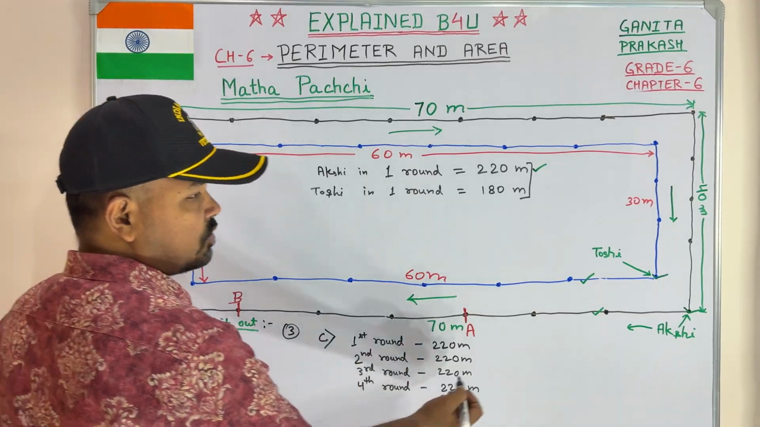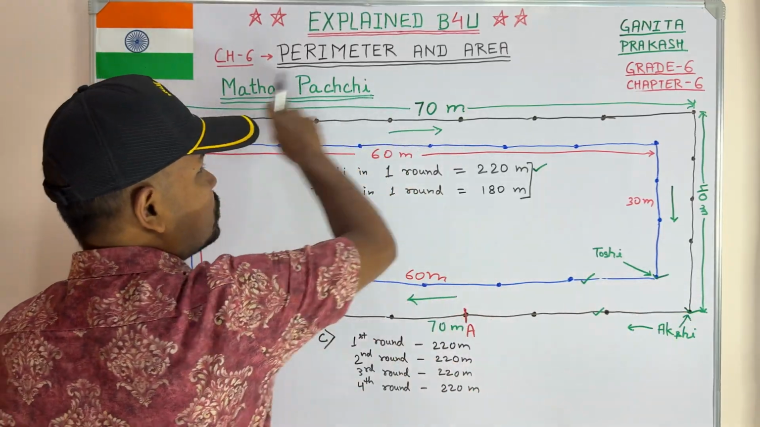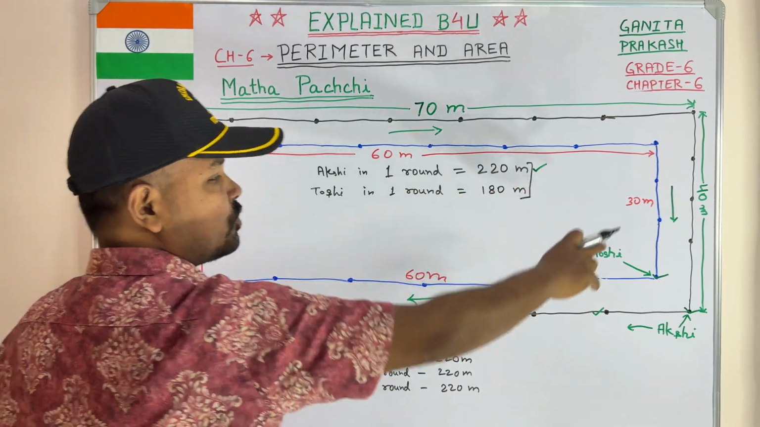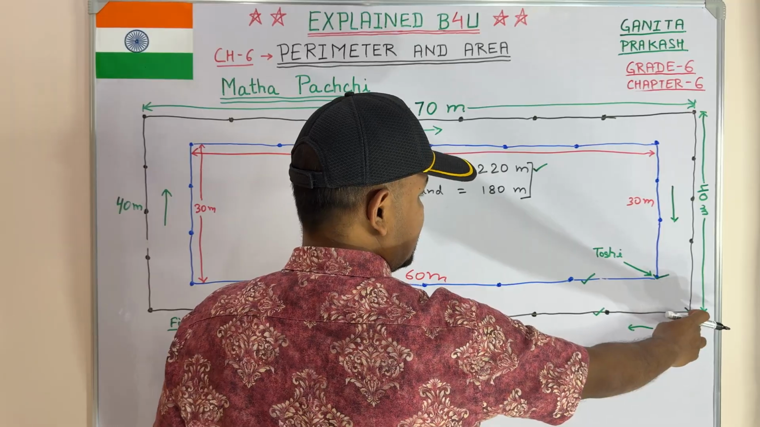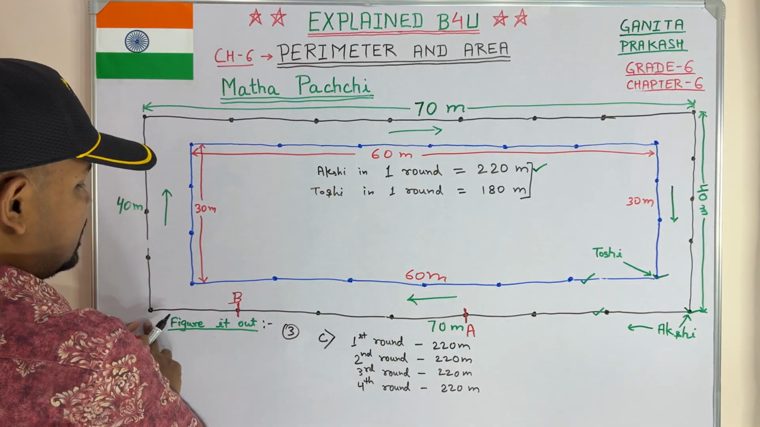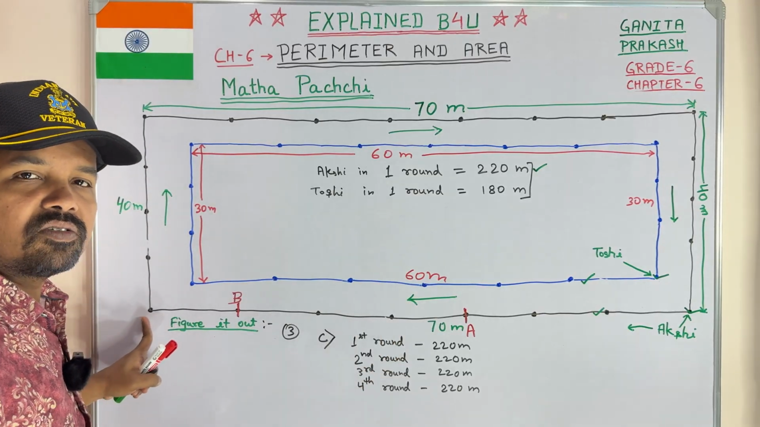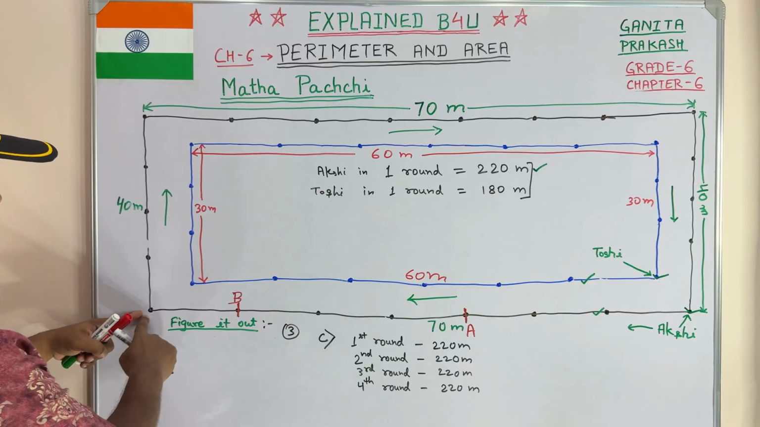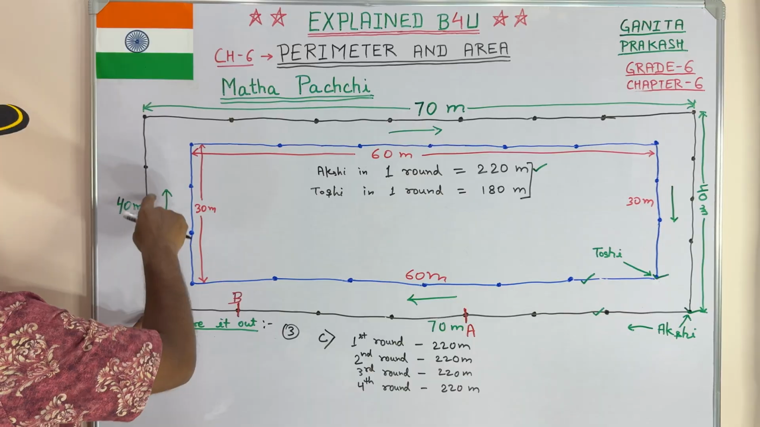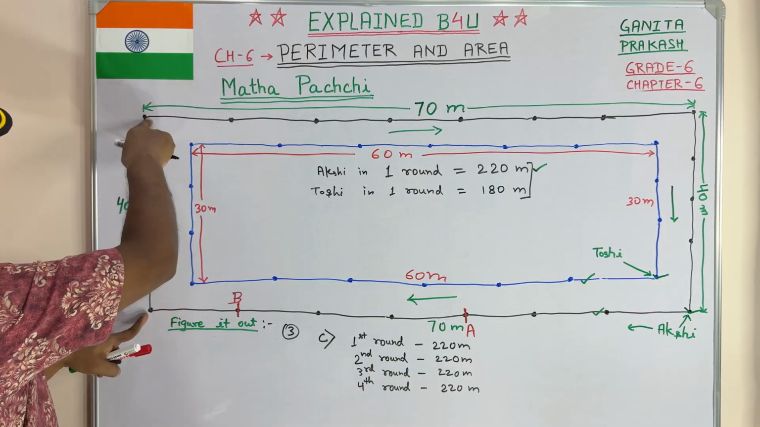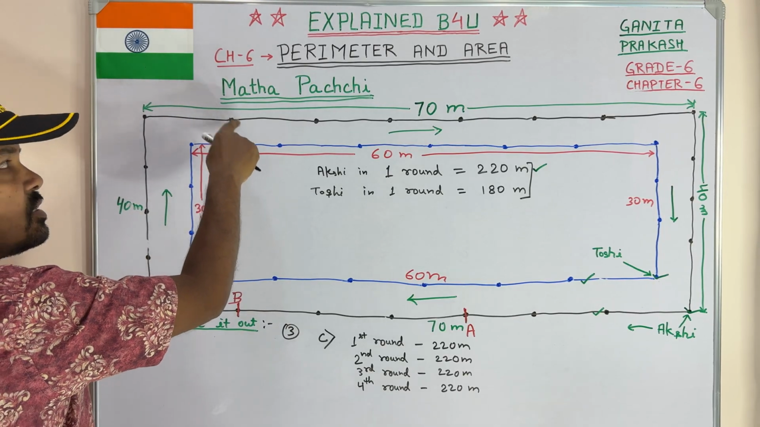So after 4 rounds she will again be reaching the starting point, meaning she has covered 880. 1 round, 2 round, 3 round and 4th round. 4th round completed, so 880 meters is complete. Now from 880 meters, from here till here it is 70 meters. So 880 plus 70 is 950 meters. And if she covers 50 more meters it will be 1000 meters. So 1, 2, 3, 4 and 5, here 40, 950 plus 40 is 990, and here 1000.